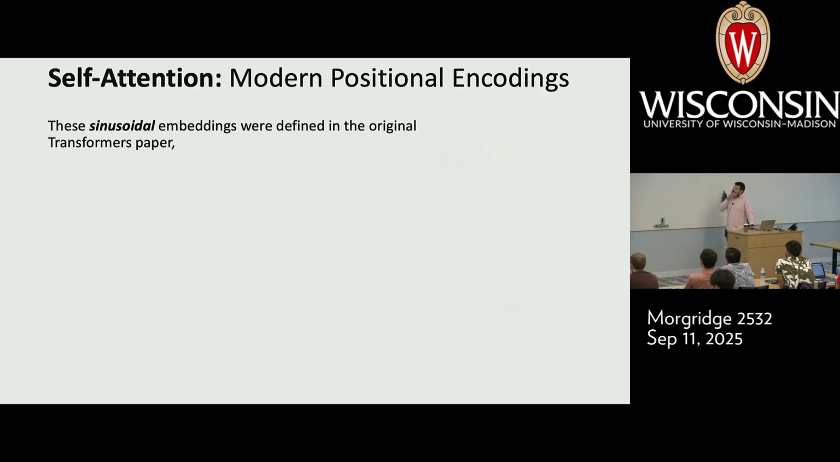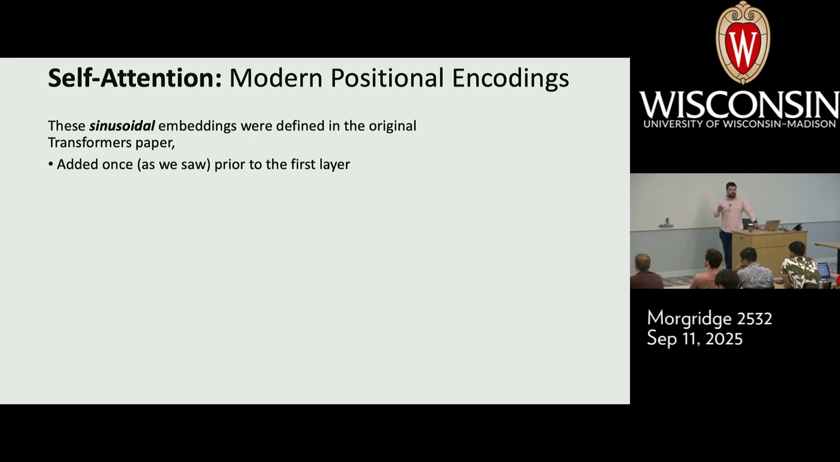All right, so let's very briefly talk about what we do with positional embeddings in general these days. These are, again, sinusoidal embeddings that were defined in the original Transformers paper. You add them just at the very beginning, once you get out of your embeddings, but you don't add them again anywhere else.